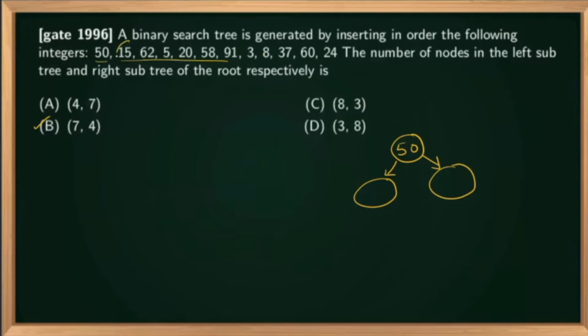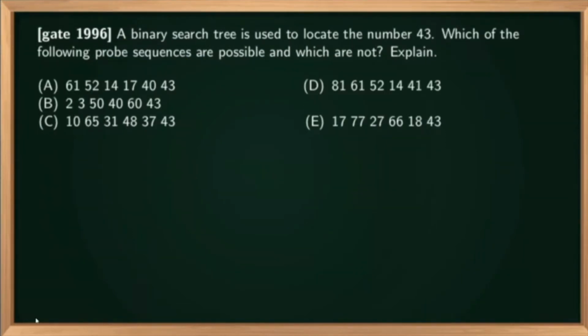So 15 is less than 50, right? Then I have 5, 20, then I have 3, 8, 37, and 24, right? So I know that there are 7 nodes that are less than 50. And in the answers, we have only one choice starting with 7. So the answer should be B. Next question.